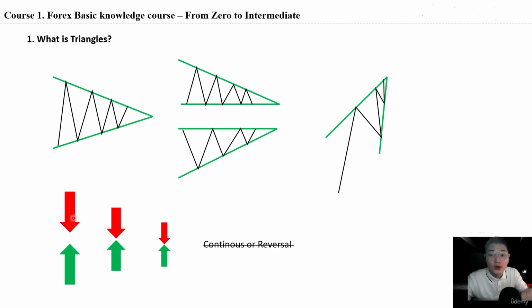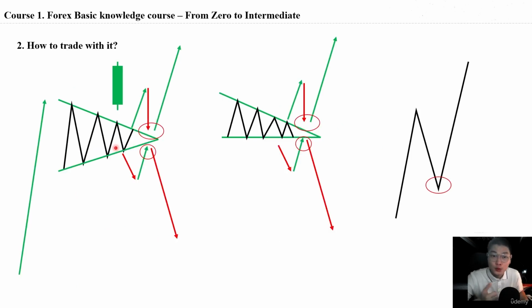The theory inside of this pattern is that the buyer and the seller are pushing together in a very narrow range. So you cannot call it a continuation or reversal pattern because it depends on the markets and on the last trends. So you need to wait for the price to break above the resistance or below the support and then enter the trade.